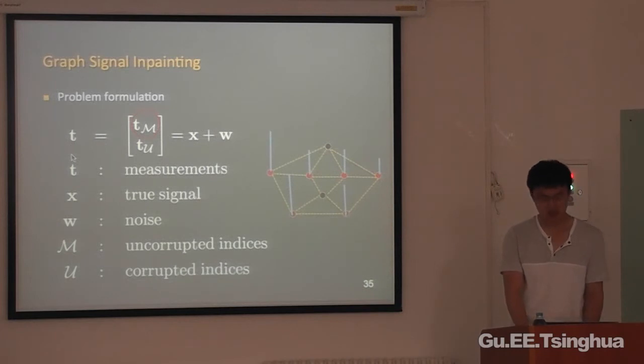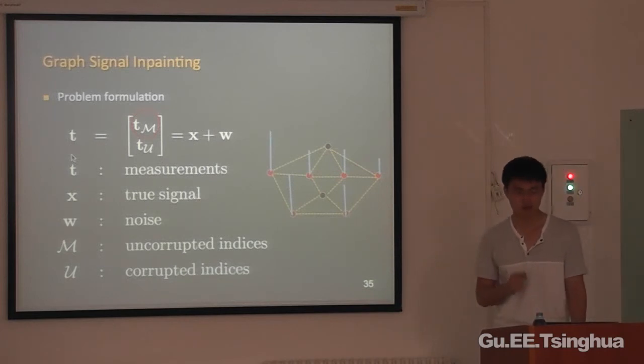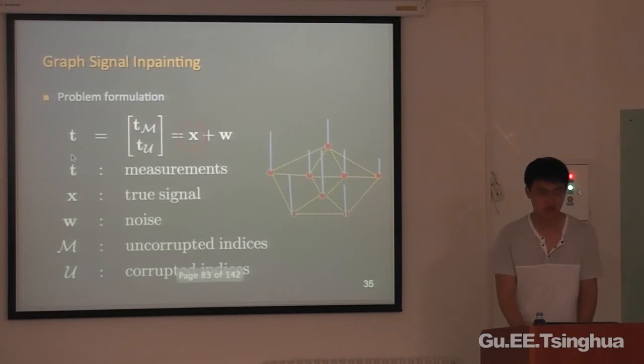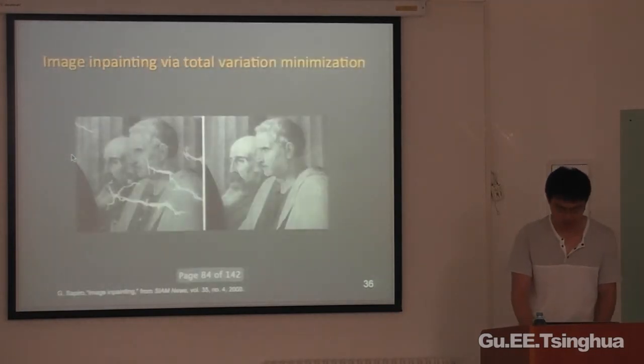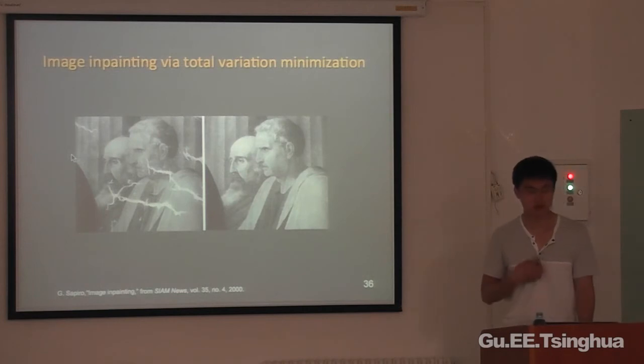The task is, given Tn, the measured part of the measured signal, we want to recover X. That's the task. So previously, when people do image painting, they use a technique called total variation minimization.